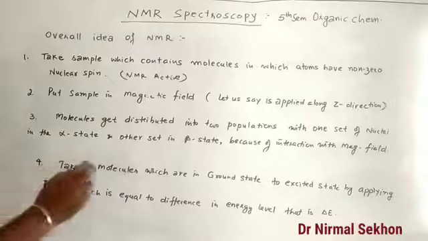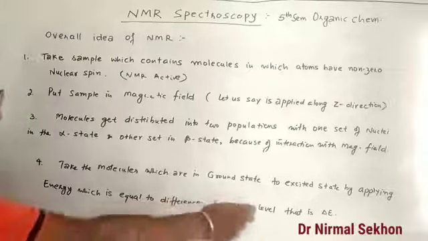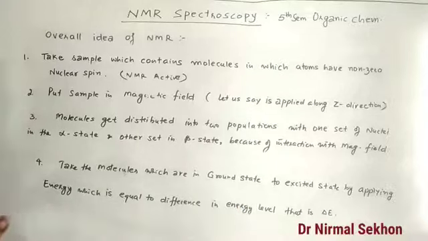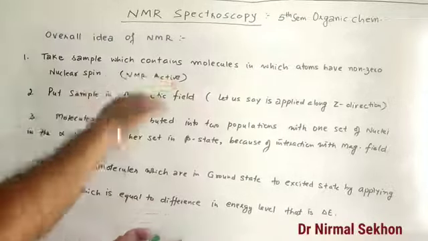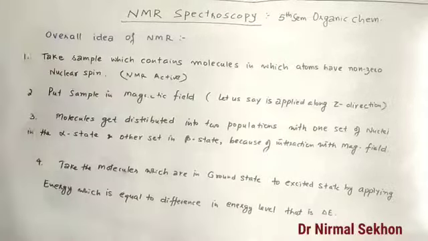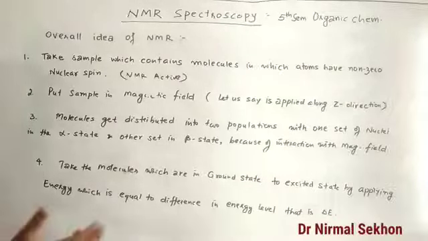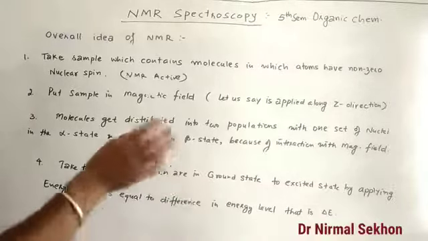The amount of energy absorbed, delta E, depends on the population difference between the alpha and beta states. If the number of molecules in the alpha and beta states are equal, there will be no absorption of energy. Less absorption of energy means a weak signal, weak peaks. More absorption of energy means a strong, clear signal. So our target is to generate a population difference between alpha and beta.